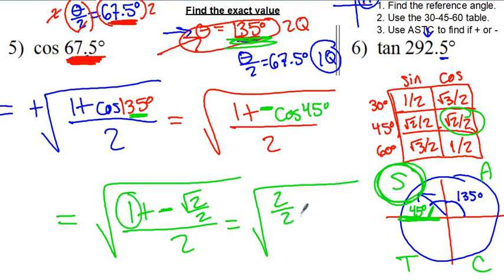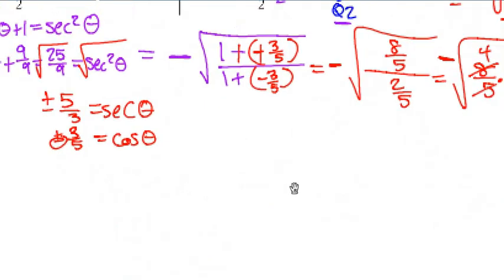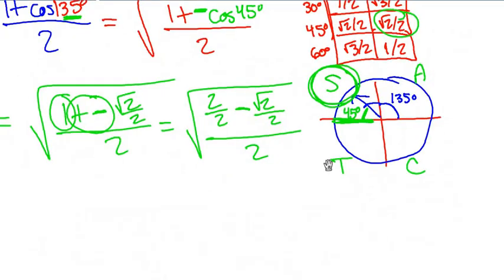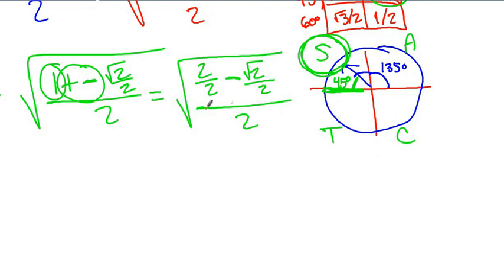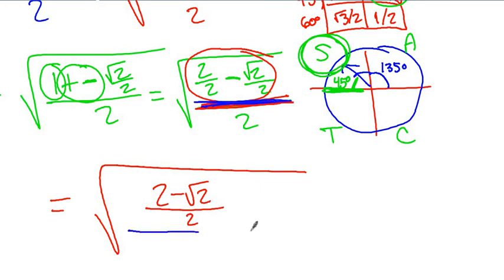So 1 is the same as 2 over 2, and then I'll change plus negative into minus, and that whole thing is over 2. Let me make a larger fraction bar, or a different colored fraction bar, so you can see what we're dealing with here. So here's this red fraction bar, and then we can keep going. So we have a common denominator of 2, so we can now combine that into 2 minus root 2 over 2. And then this big blue fraction bar is right there, and then we have a 2 still on the bottom.